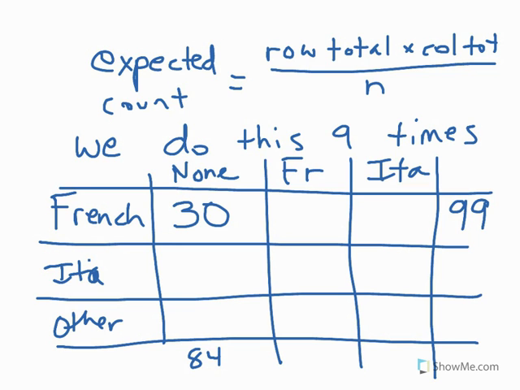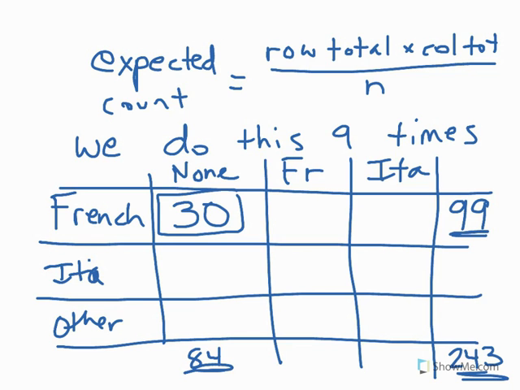So the expected value is going to have something to do with those numbers. It's also going to relate to the total number of bottles sold, which is in the bottom corner, which is 243. So basically, to get this expected value to compare to this 30, it's going to involve the row total, 99, the column total of 84, and the total for the whole table, which is 243.